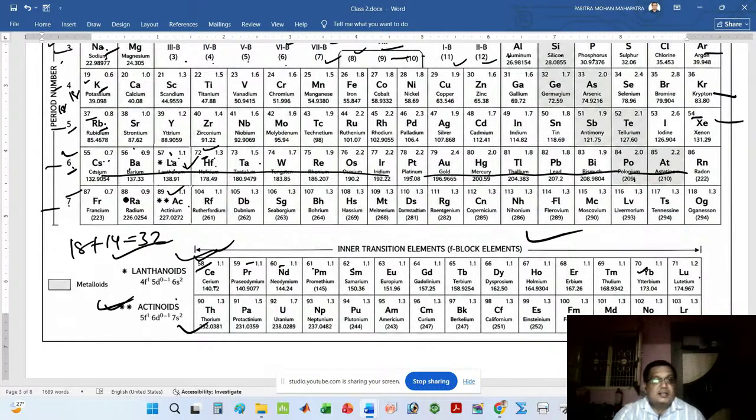Similarly, you can say how many elements are present in the seventh period. Then you can say 18 plus 14. In this block, it is impossible to write 14 elements.